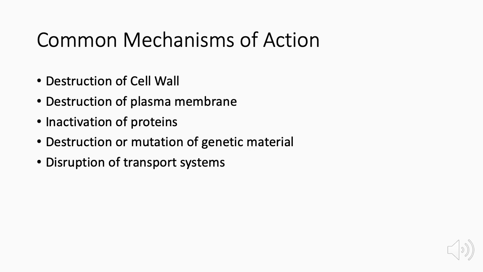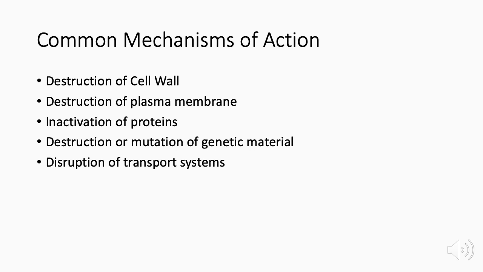Inactivating proteins. If our compound inactivates proteins, then the cell's not going to be able to carry out its regular day-to-day functions. Others can destroy or mutate genetic material. We saw that with the irradiation. And if we start mutating genetic material, then the organism's not going to be able to survive. It won't be able to produce proteins that would be effective. Then we have disruption of transport systems. And disruption of transport systems also includes the creation of export systems.